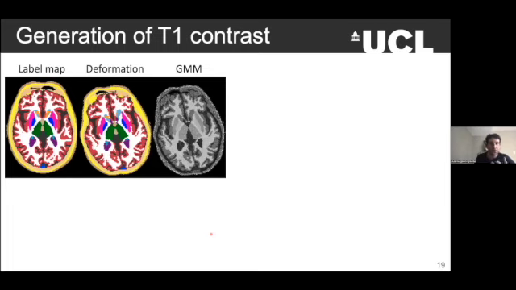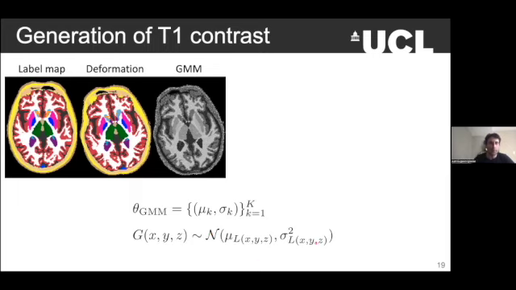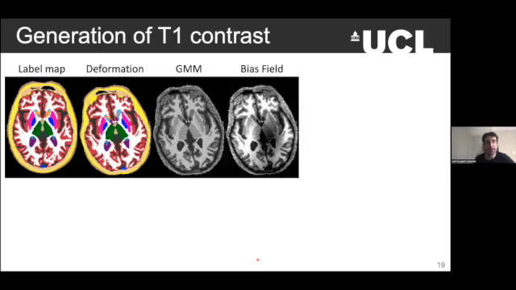Then you sample your Gaussian mixture model at 1 millimeter resolution. Again, this has a bunch of parameters, means and variances. We picked, in this case, the means and variances to resemble a T1. You don't have to, but this is what we did for this example. And then you just sample your Gaussian at every voxel. Once you've done that, the next step is simulating bias field.